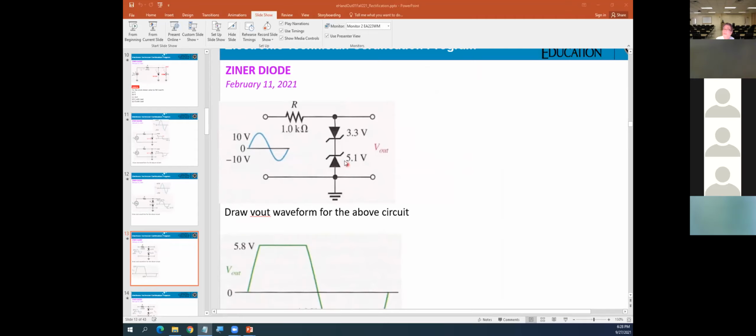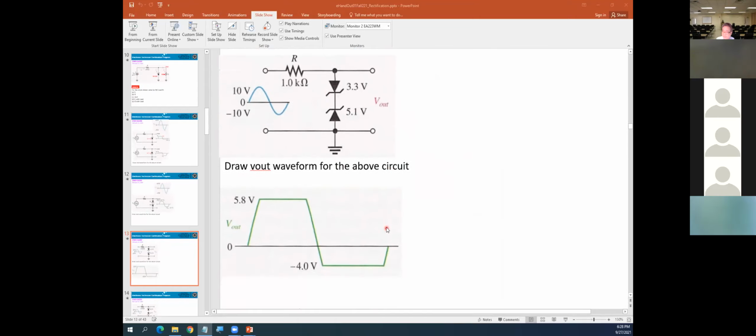Okay, they want you to draw. I cannot draw here, so you say it looks like that one here. This is the output. Okay, so basically 10 volt here.